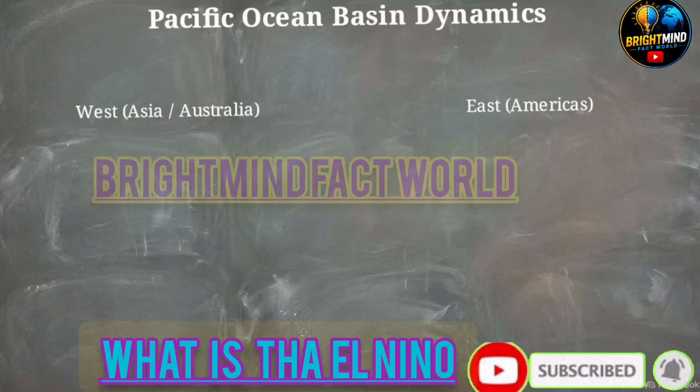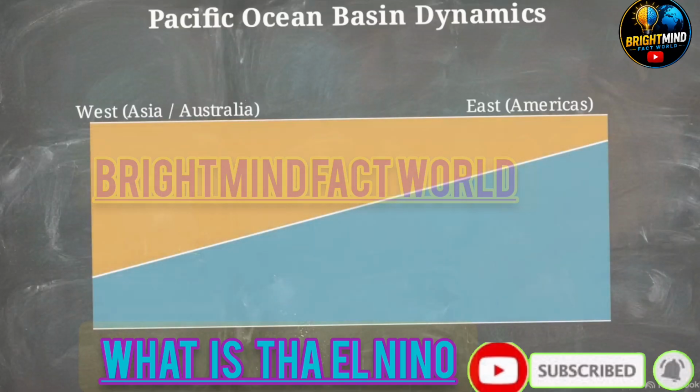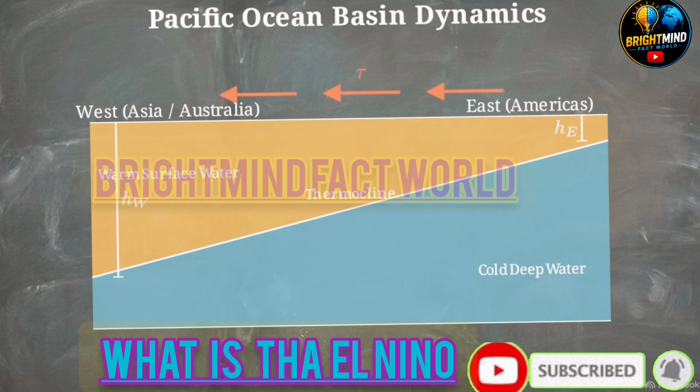The critical metric here is the depth of the thermocline, the boundary between warm surface water and cold deep water. Notice the eastern depth, HE, compared to the western depth, HW, and the horizontal wind stress anomaly, tau. Under baseline conditions, easterly trade winds push surface water west, allowing cold water to well up in the east. This temperature gradient fuels the very trade winds that create it, a mechanism known as the Bjerknes feedback loop.